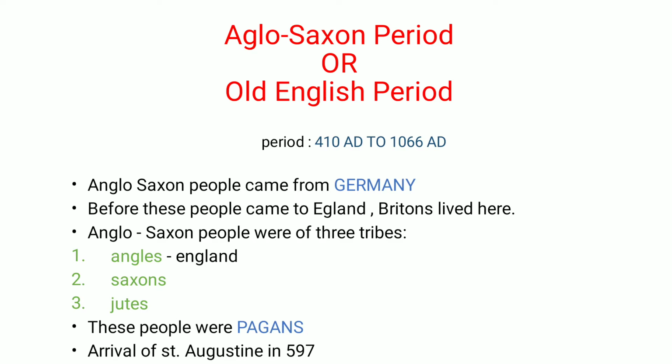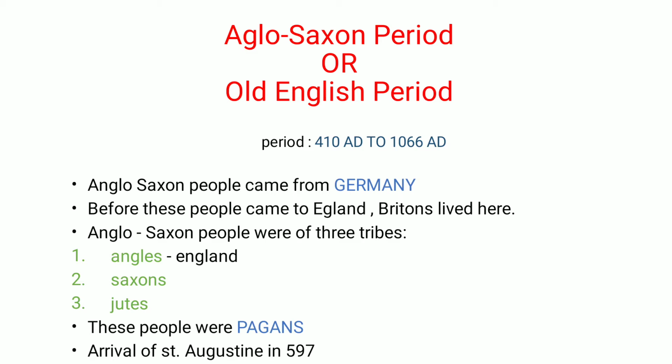Now, before these people, Anglo-Saxons, came here, native Britons stayed here. Britons were the tribe of Britain, and Britain was only known as Britain because Britons, which is the native tribe of Britain, stayed here before Anglo-Saxon people came here. Now, Anglo-Saxon people were mainly of three tribes: Angles, Saxons, and Jutes.